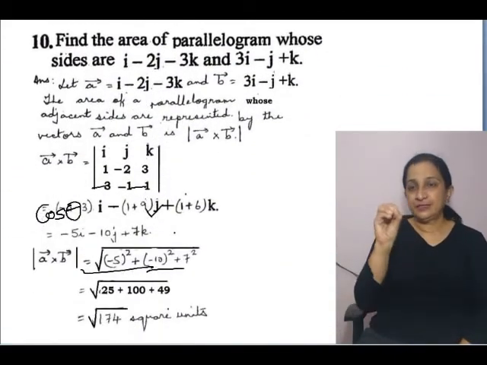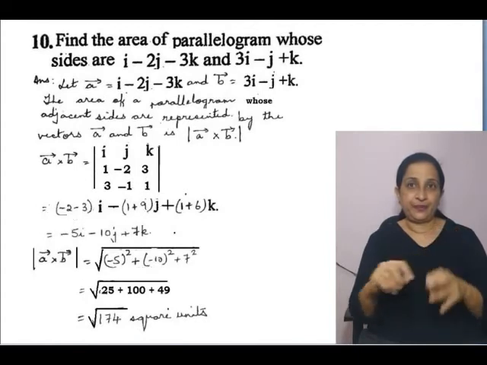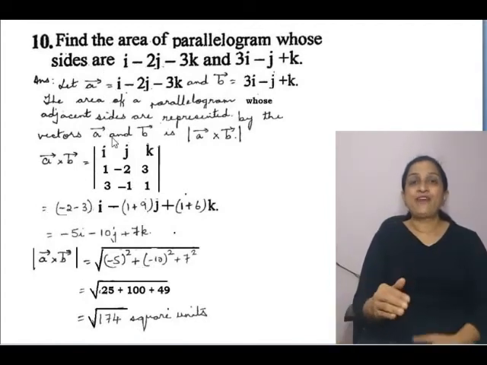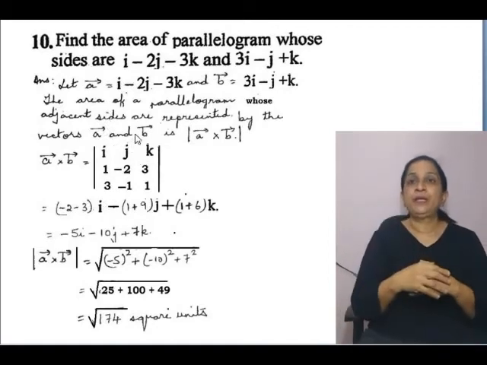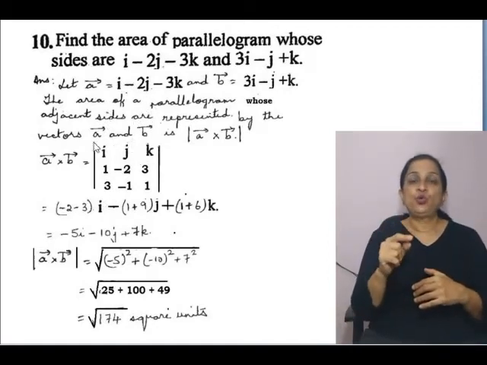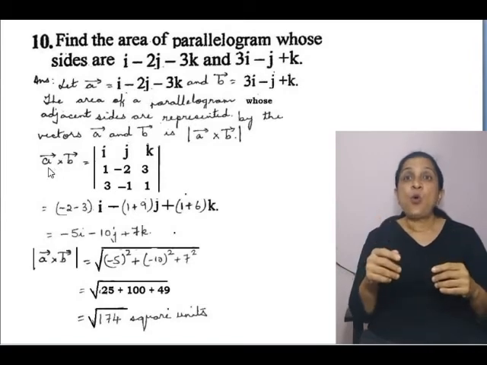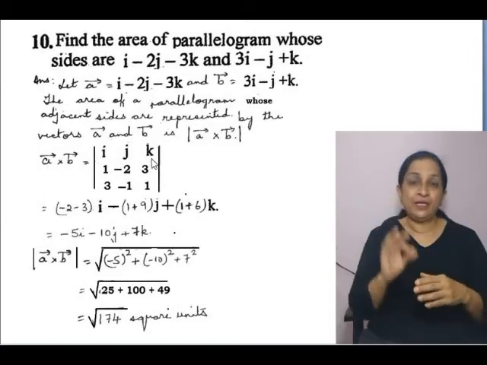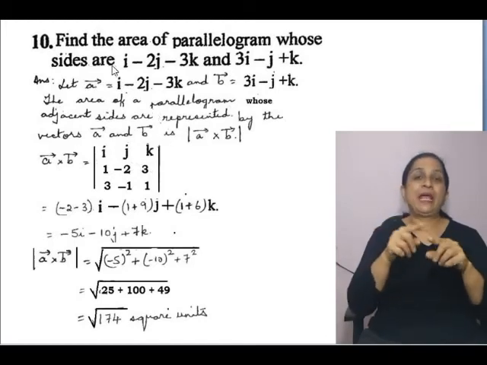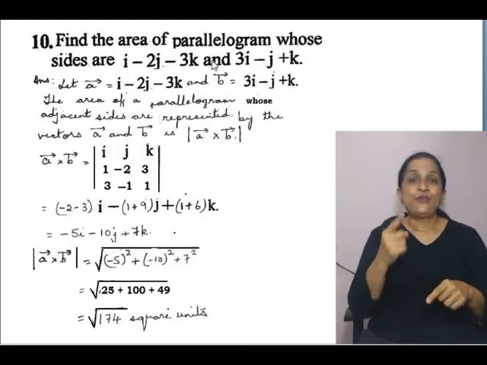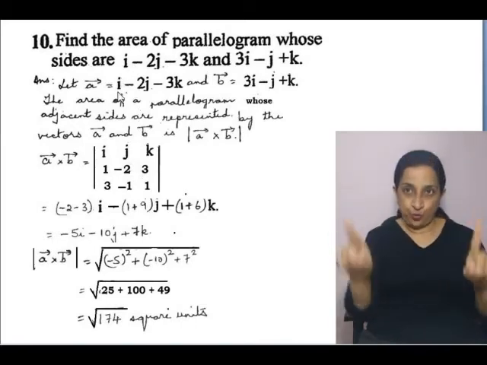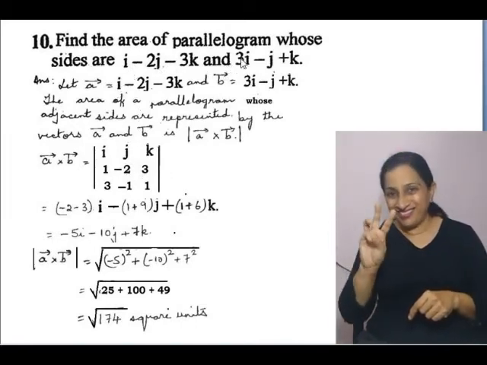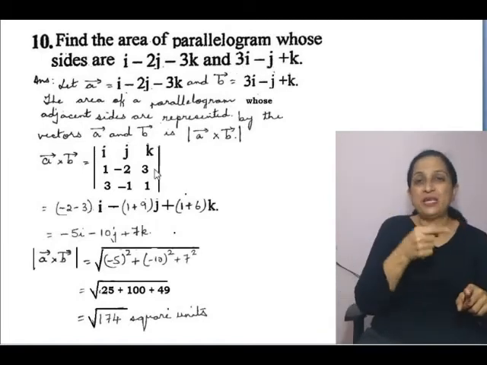Let us come to the 10th. The area of the parallelogram with these as adjacent sides is asked. So nothing but they have asked you to find the area. So it is the product of these two sides, vector A cross vector B. So first one you put it in i, j, k terms as it is: 1, minus 2, minus 3. Then 3, minus 1 and 1.